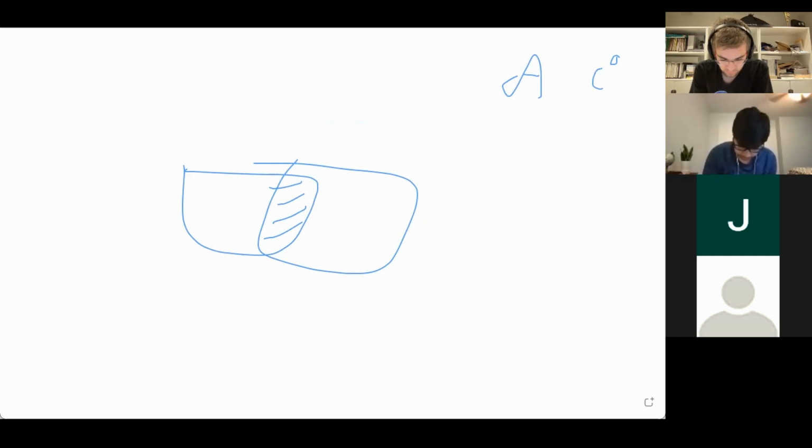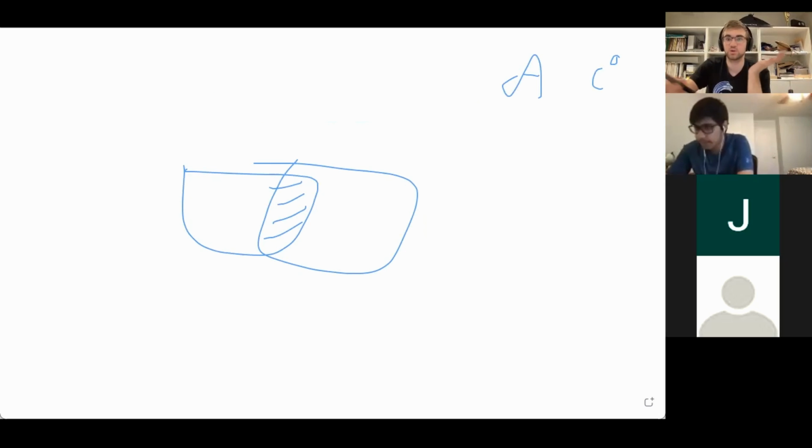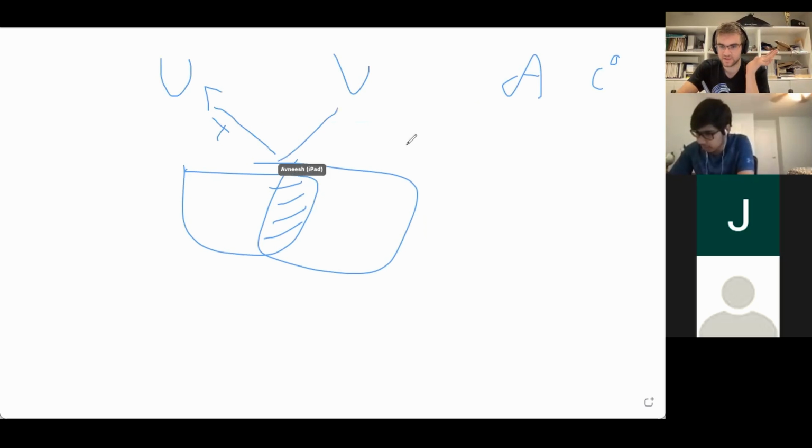Actually, the maps from one chart to the other are continuous. What does that mean, though? Oh, I have an intuitive way to explain this, I think. Wait, Avnish, I think I have an intuitive way to explain this.